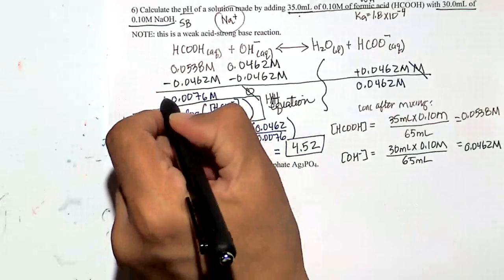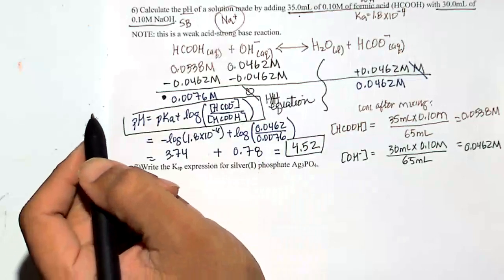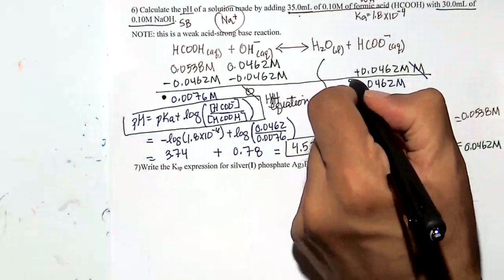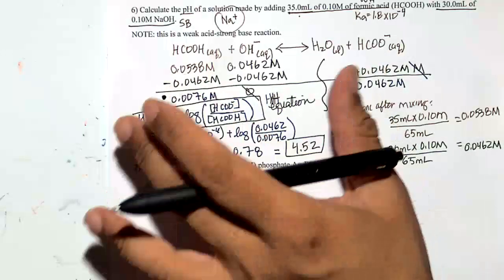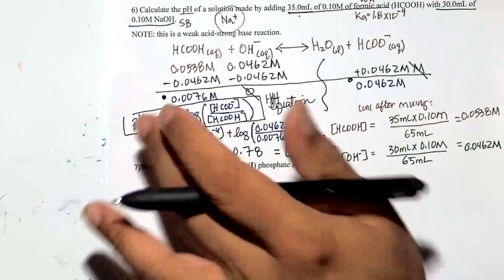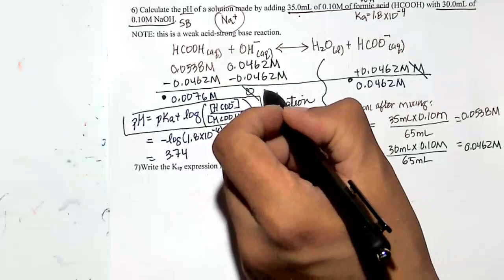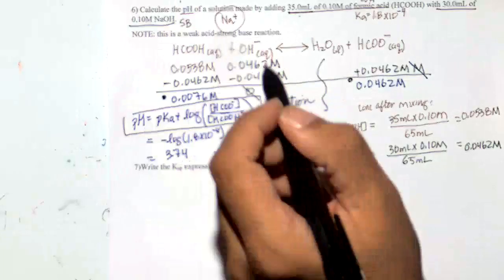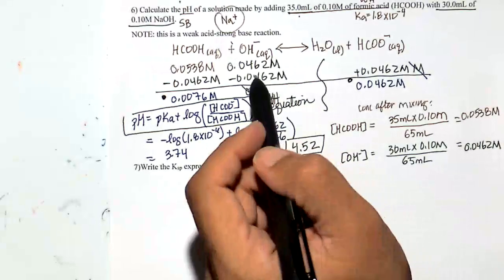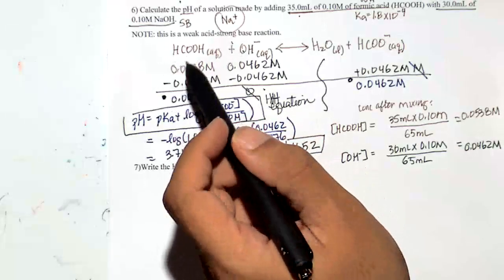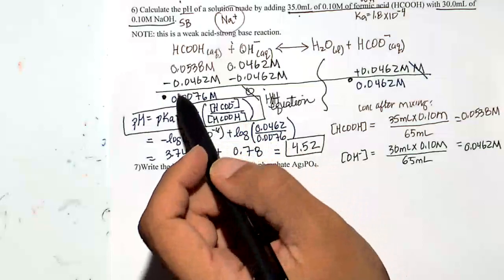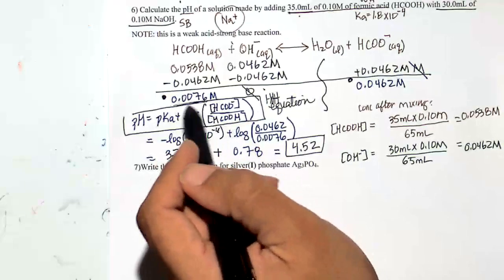You'll only use that equation if you have some of the acid left over with some of the conjugate base. If you have these two present, then that's the equation we'll use. If you have this present, you just use the pOH equation to find pH. But we don't have this present, it's all gone, because this is a strong base. It eats up all of the weak acid, but you have this left over.